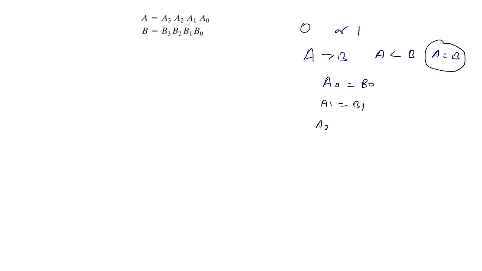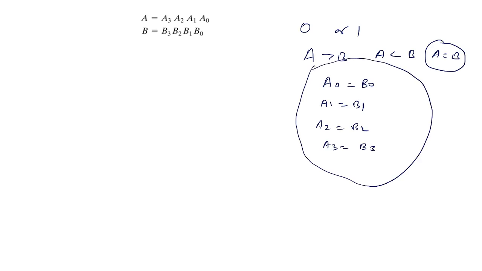And how to check the equality? I told you that we can find out A greater than B, A less than B, and A equal to B. First I am going to check the equality. How do you say both the numbers are equal? A0 should be equal to B0, A1 should be equal to B1, A2 should be equal to B2, and A3 should be equal to B3. Then only I can say A is equal to B. If this condition is satisfied, then only will I call both the numbers equal.